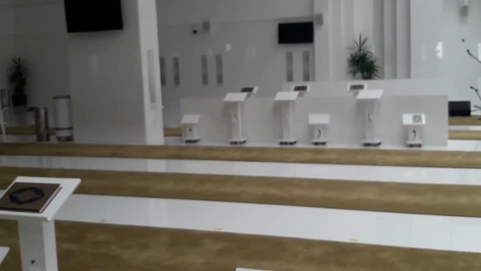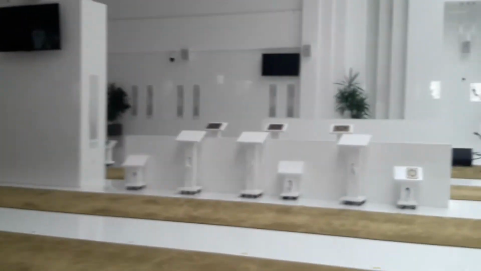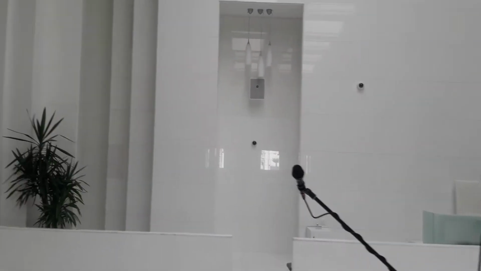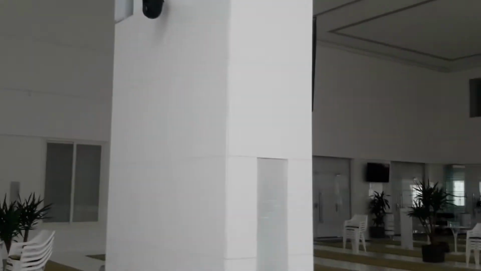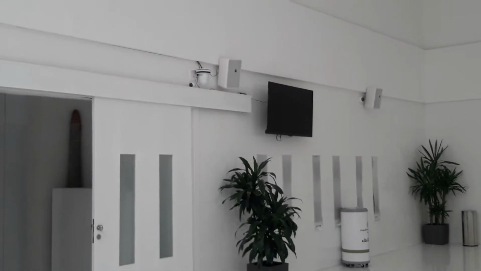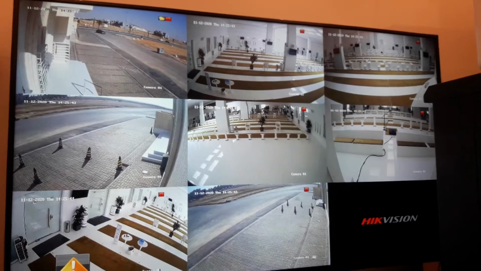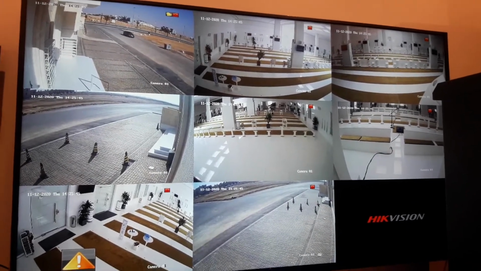Okay, then I will show you. We have some more cameras over here. So this is the place for the imam. So then we have a camera here. Then let's see, we have some cameras over here, the PTZ. It's controlling the full mosque. So over here also, and then we have one here also.